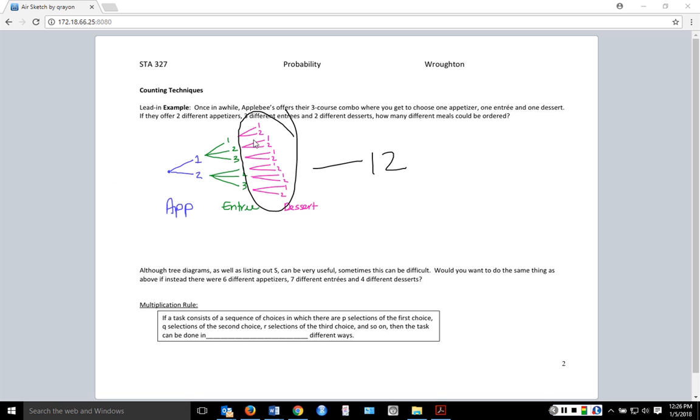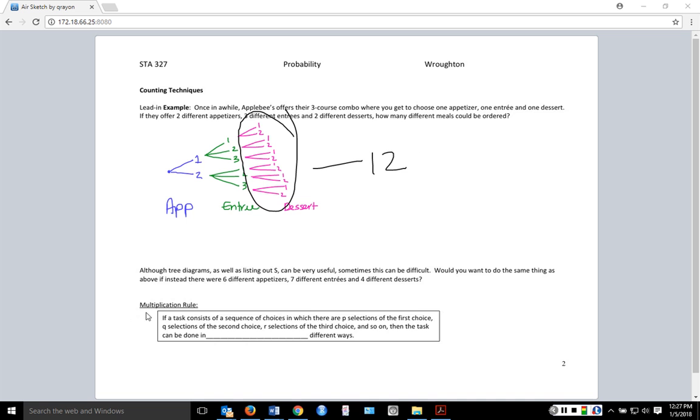And so what I do here is what's called a tree diagram, which can be very useful to kind of list out different things that can happen. But sometimes as they get bigger, it's pretty difficult. So imagine if I were to do the same thing with 6 appetizers, 7 entrees, and 4 desserts. That tree is going to get pretty messy pretty quickly. So we want to understand how this principle works. Like, how could I come up with this 12 without actually having to draw out the tree diagram?